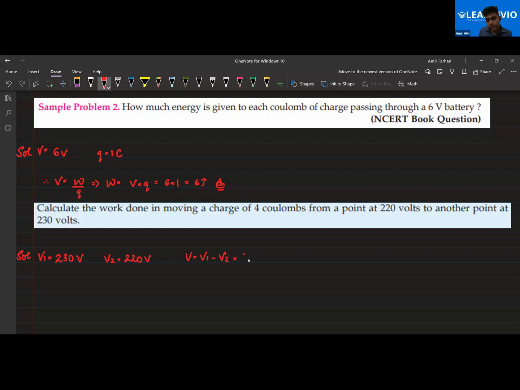So that is 230. Work done can be negative, and you will understand this in 11th standard when you do the work, energy and power chapter. That will tell you what is negative work done and what is positive work done. Okay, 230 minus 220, that is 10 volt is the potential difference across the 2 points. And the charge is equal to 4 coulomb.